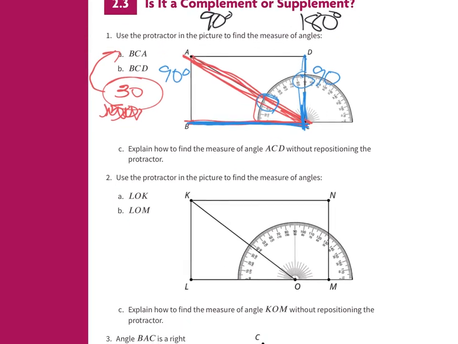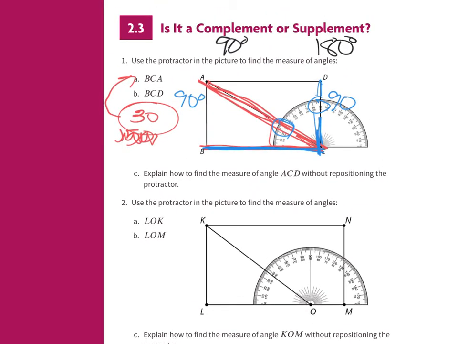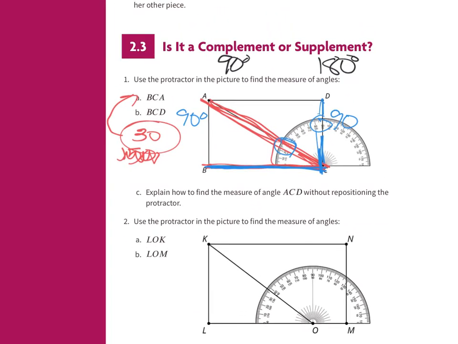All right, let's look at the next one. Letter C: explain how to find the measure ACD without repositioning the protractor. ACD starts at A, goes down to C, and up to D. So it's the upper part of this angle. We know the big blue angle is 90 degrees, right?